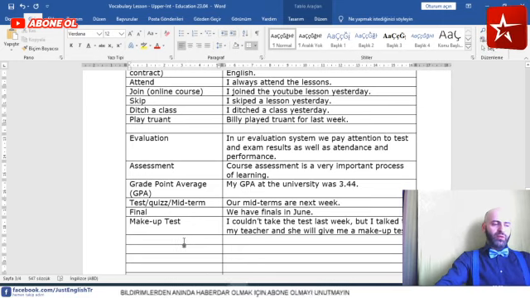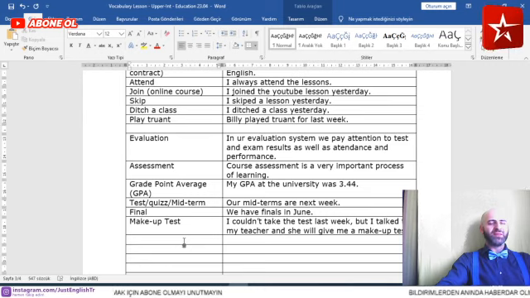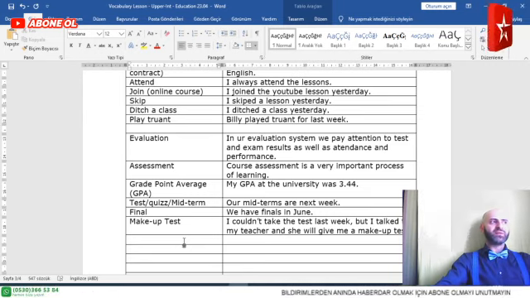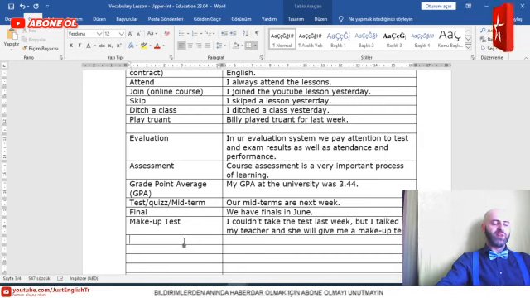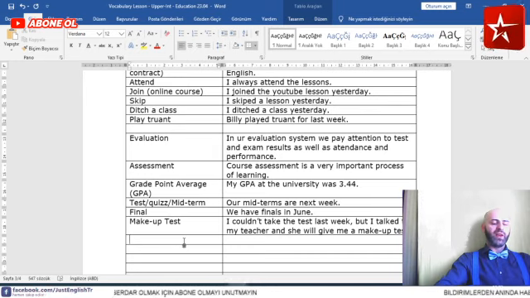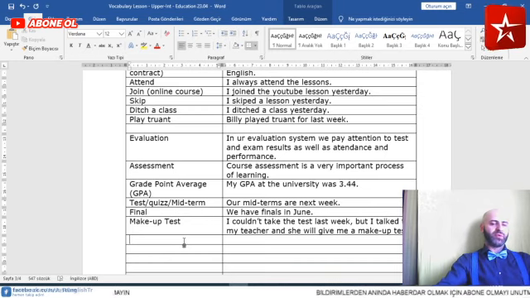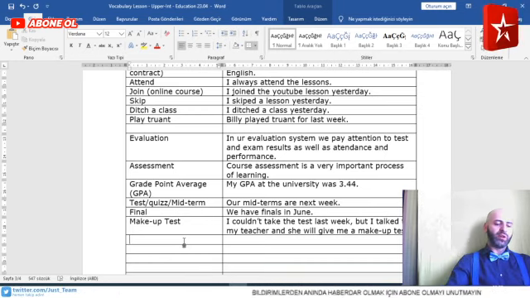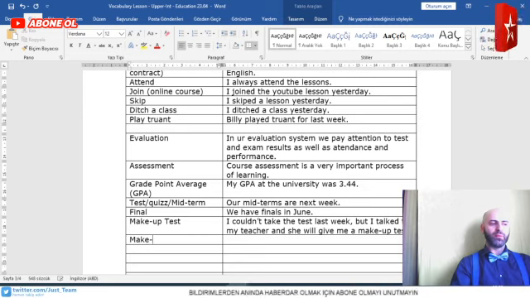Makeup test. Also, we can have makeup assignment. Assignment is very similar to homework. Sometimes in schools or universities, you don't like your grade and your teacher can give you another chance to do homework again or to do the project again. This kind of thing we call makeup assignment.